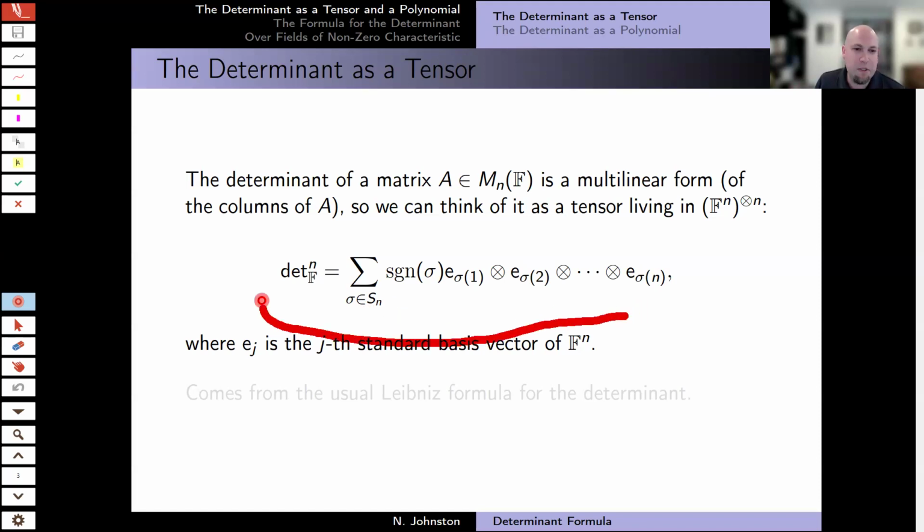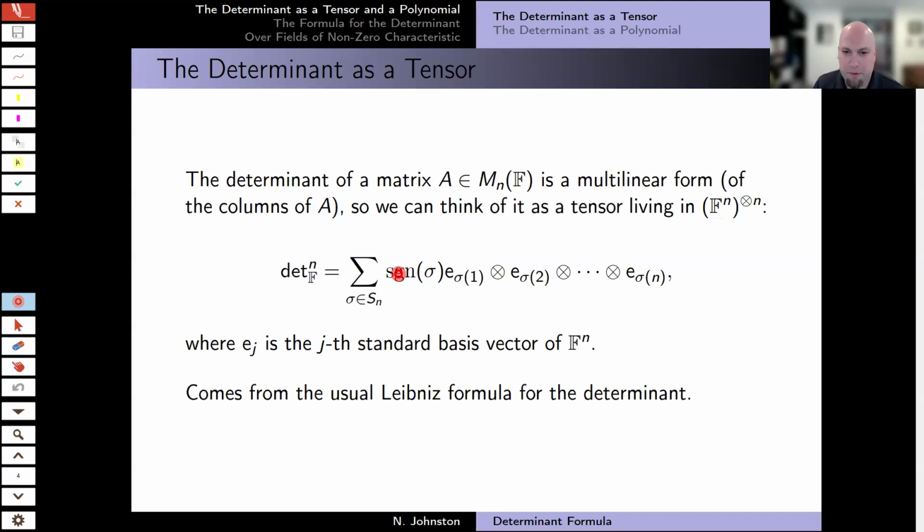When I think about the determinant as a tensor, it has this formula here, and this just comes from the usual Leibniz formula that you learn in intro linear algebra. Here, these e's are standard basis vectors. This means the vector that has all entries equal to 0 except a 1 in the sigma(1)th entry, where sigma is a member of the symmetric group. It's one of the n factorial different permutations on n symbols. It just comes from the usual Leibniz formula.